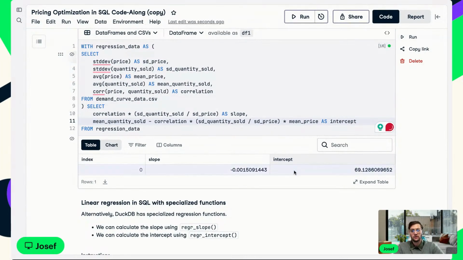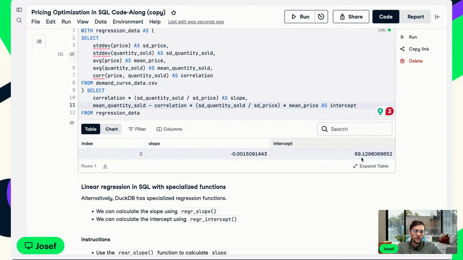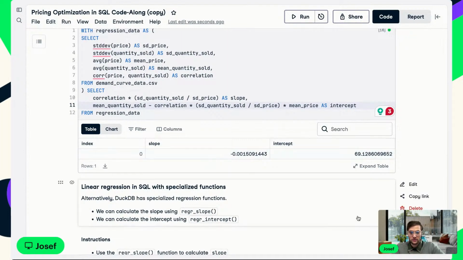Okay, so here I have found the coefficients for the simple linear regression line that describes quantity sold as a function of price. This intercept is not something that you can interpret, but when the price is 0, you sell 70 of them.